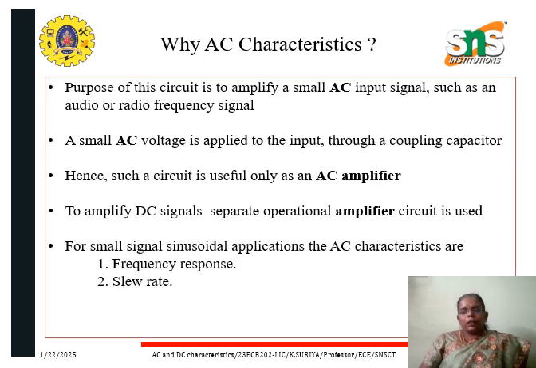Next we'll go for AC characteristics. The purpose of this circuit is to amplify a small AC input signal such as an audio or a radio frequency signal. A small AC voltage is applied to the input through a coupling capacitor. Hence, such a circuit is useful only as an AC amplifier. To amplify the DC signal, separate operational amplifier circuits are used. So for small sinusoidal applications, the AC characteristics are frequency response and slew rate.